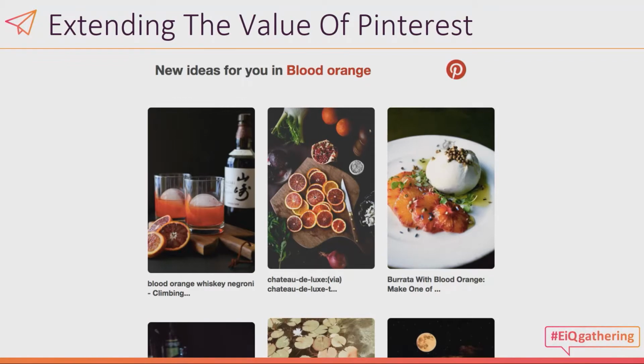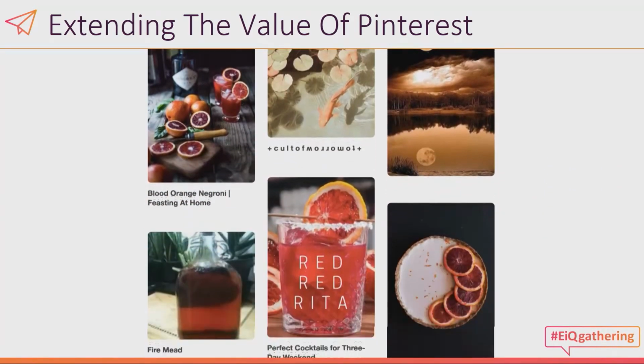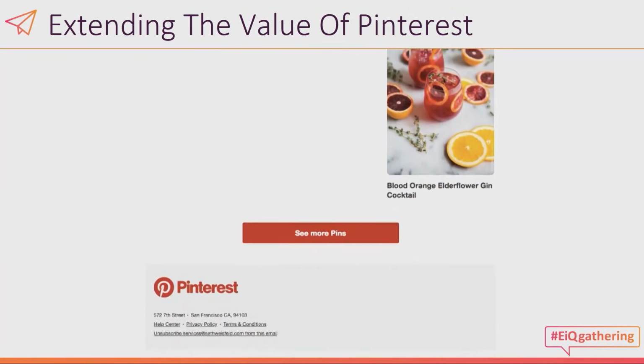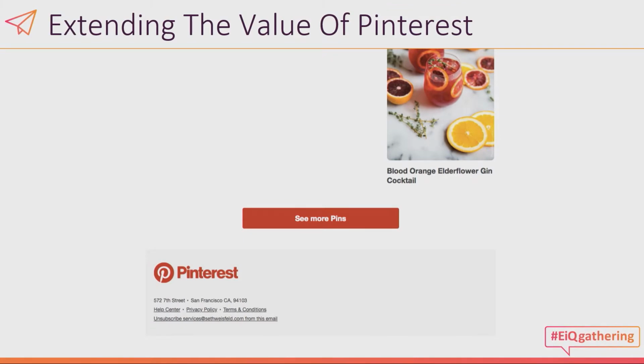When we think about our emails, the fundamental approach we take is to bridge that product experience into the inbox. One of our core email types is pin recommendations. We take the pins that you interact with on the product, and we bring that into email. This is one I personally got. I was looking for ideas on how to use blood oranges, and I got this great email that mimics our in-product experience. It's got the same masonry grid layout. It's got, most importantly, that personalized aspect.